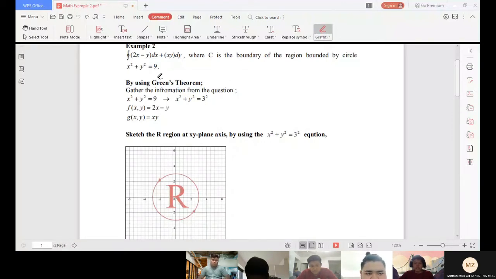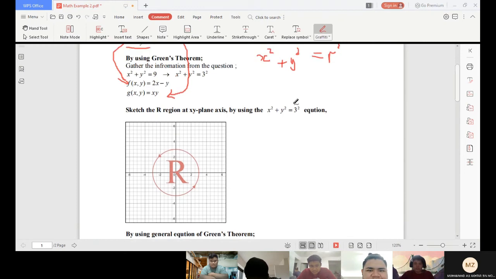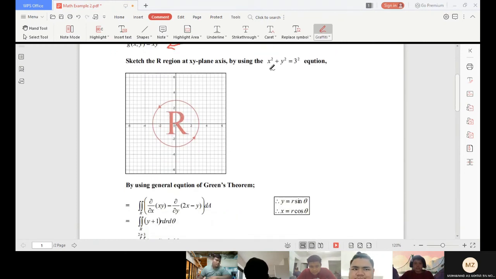So f(x,y) is equal to 2x minus y, and g(x,y) is equal to xy. From the question, we know that the region for this question is a circle. So by using the equation given, as we know, x squared plus y squared is equal to r squared, so r is the radius. By using the information here, you can plot the graph like this, by sketching the region R on the xy plane using this equation. So we get it like this.